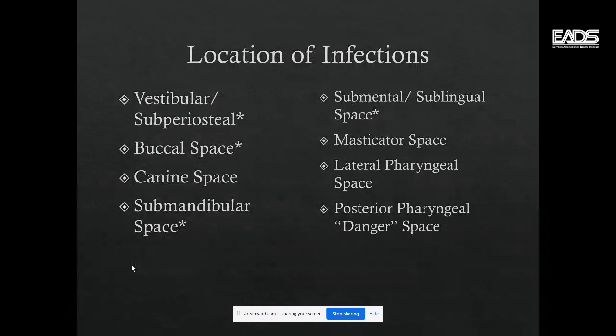As for the usually different locations where the odontogenic infections go to, the first one is the vestibular and subperiosteal space, the most common, and the buccal space, the canine space, as well as the submandibular space. We might also have the submental, sublingual, and the masticator, the lateral pharyngeal, and posterior pharyngeal, which is usually the danger space.